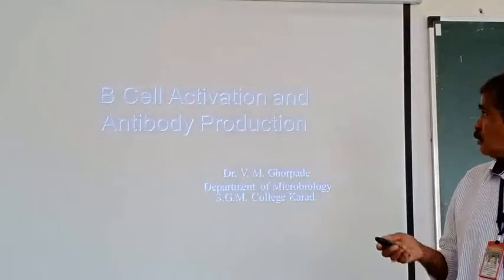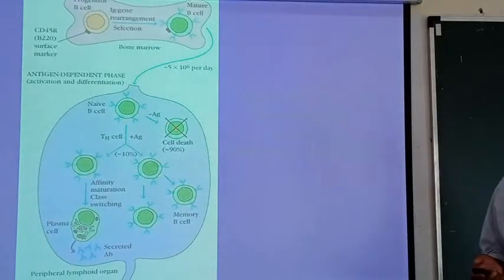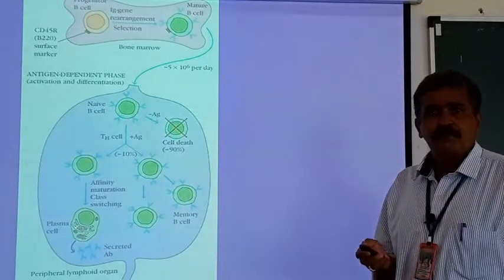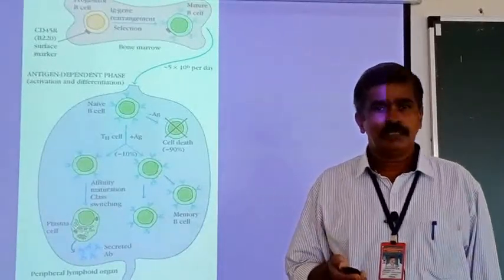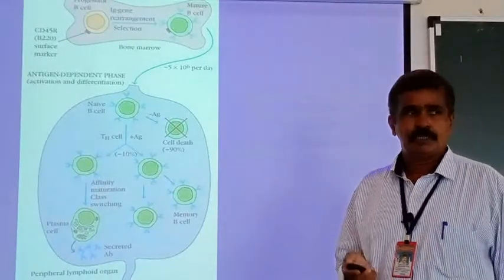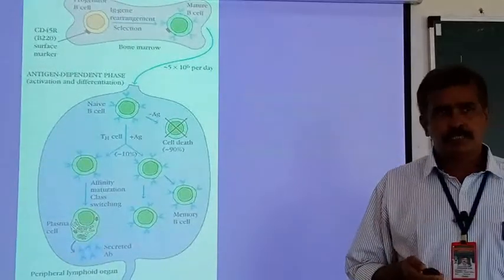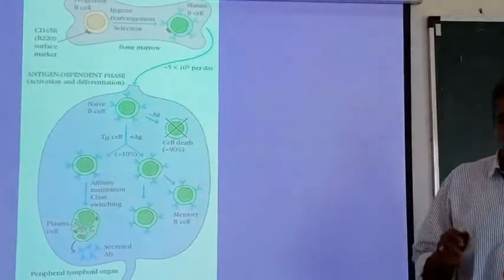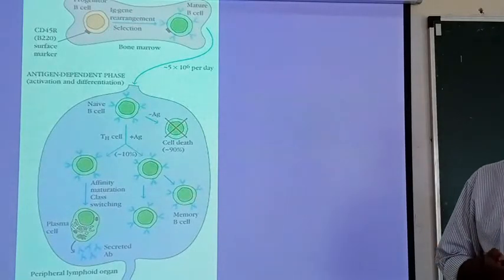Today we will discuss B cell activation in antibody production. Now, there are two types of defense mechanisms. One is the cell-mediated type of immune mechanism, and the second one is the antibody-mediated mechanism. So, resistance is quite different from the defense mechanism. Now, how antibody production takes place is very important in the immune system.